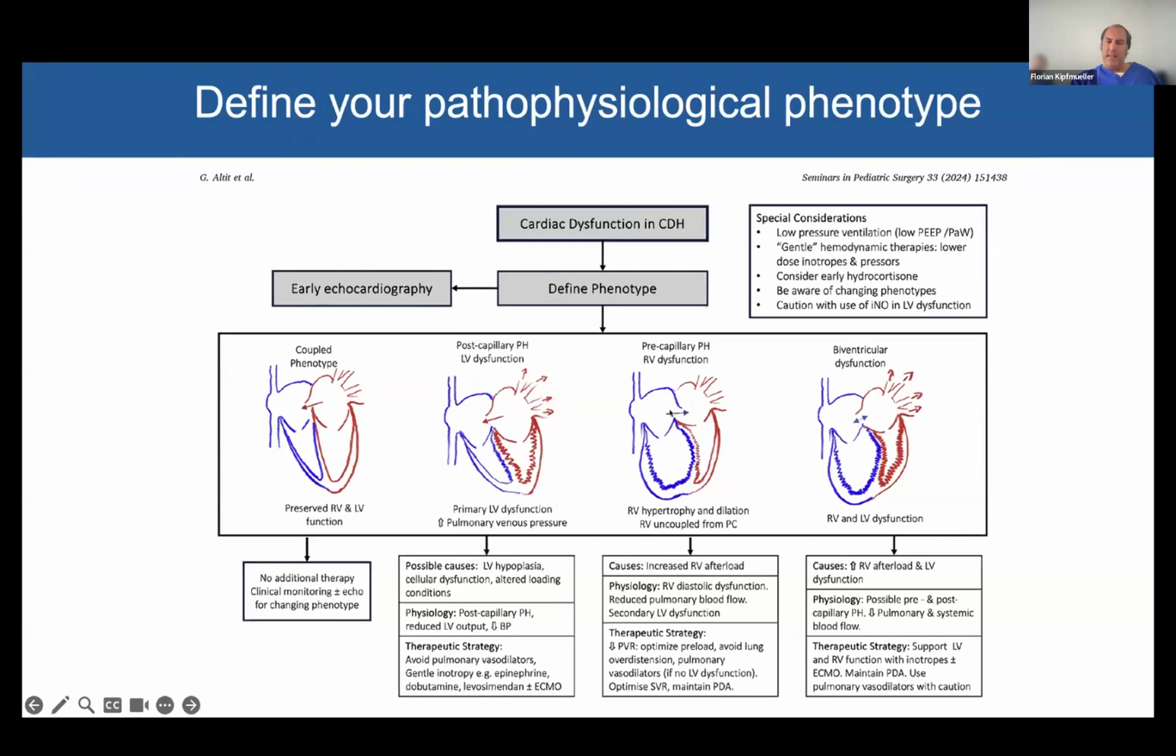Typically we can see, as described here in the classic PPHN, that when we approach systemic pressure, we have a right to left shunting in combination with right to left shunting via the duct. In the post-capillary pulmonary hypertension, usually you see a left to right shunting via the atrium, sometimes even in the context of right to left shunting via the ductus. So you can use that to differentiate a little bit what the problem is, and then further analysis of the left ventricle will help you to get further.